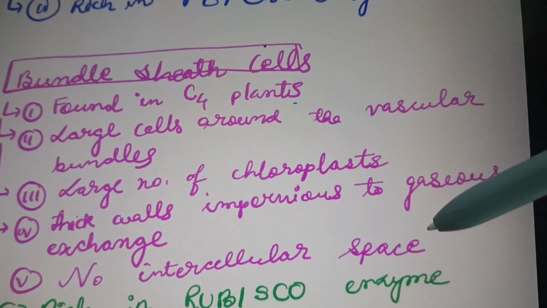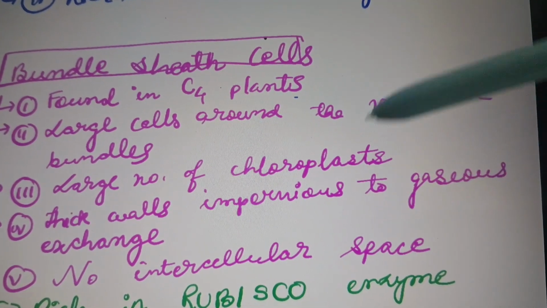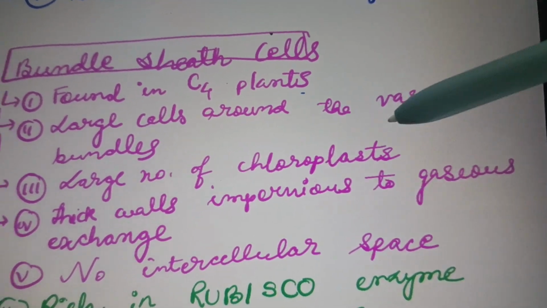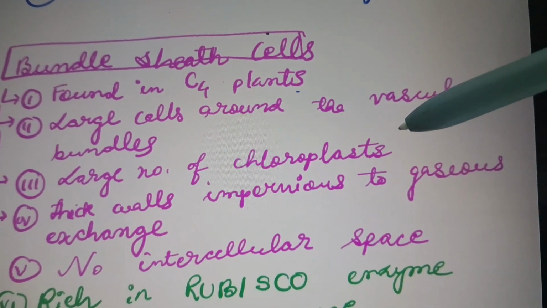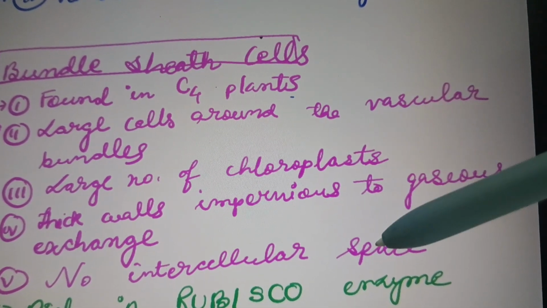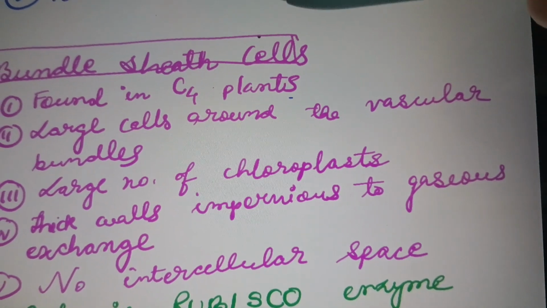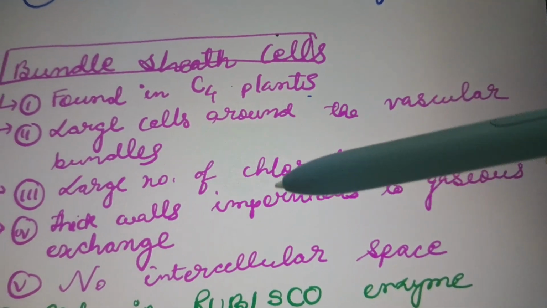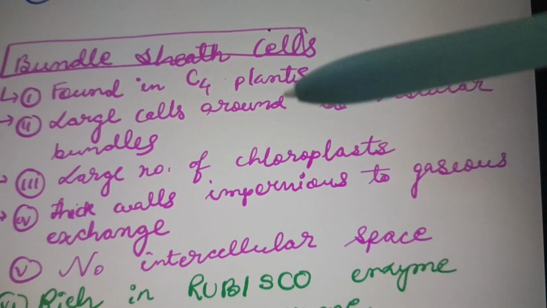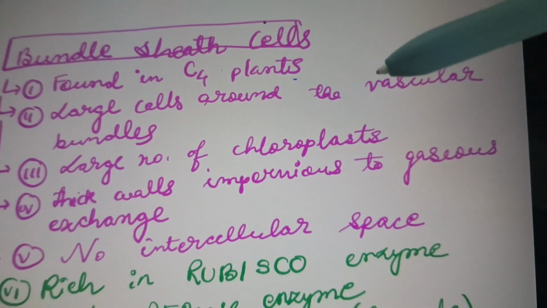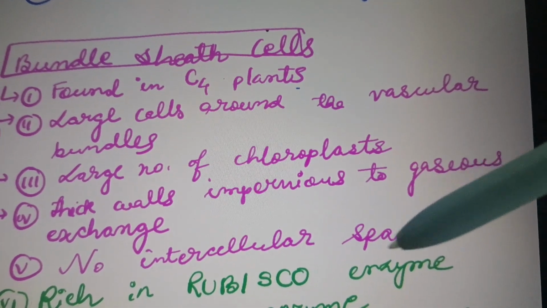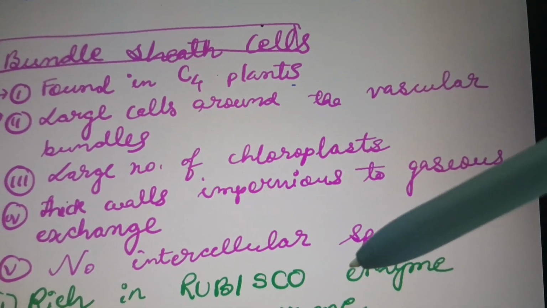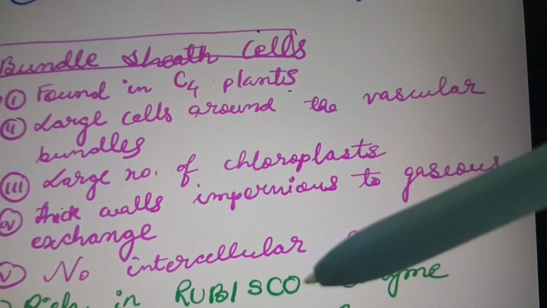Questions will sometimes come on this, statement based. For example, whether it has a small number of chloroplasts or a large number of chloroplasts. This way statements might come, or you might have to identify which statements are correct regarding bundle sheath cells. If you know all of these points, then you will be able to easily tackle those kinds of questions. And it will have no intercellular space. Sometimes we get confused whether it has intercellular space or not. So the answer is no, it doesn't have any intercellular space.